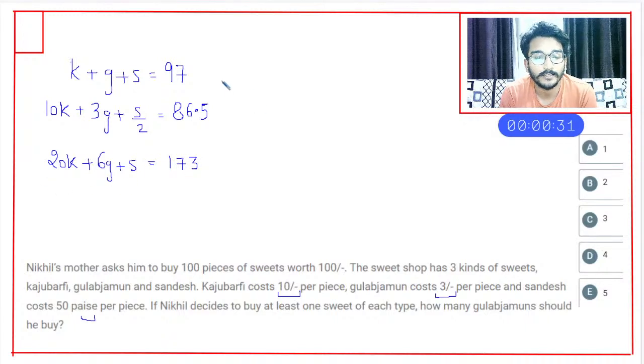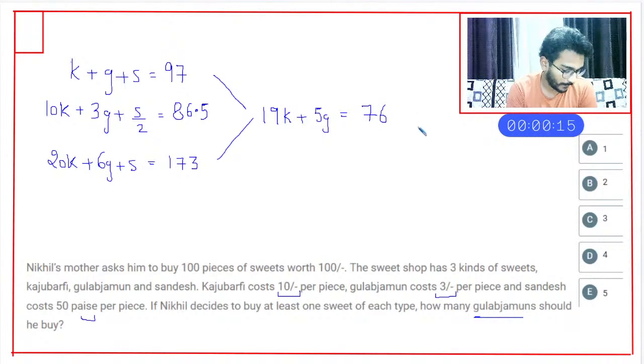And let me just subtract these two equations. Basically, I need to find gulab jamun, so I'm just getting rid of sandesh. So when I subtract, it is 19k plus 5g equals 76. So we have to solve this equation only. अब इसको कैसे solve करोगे? जल्दी से बताओ इसका. What is the answer right now?